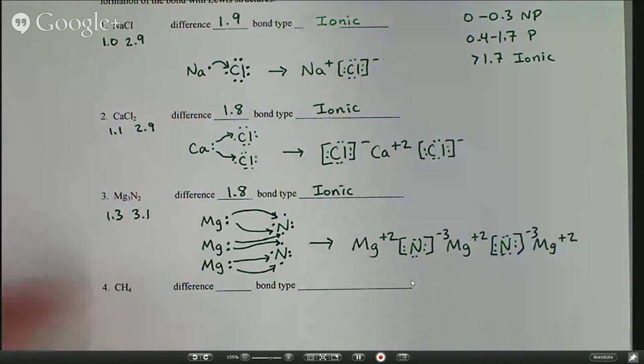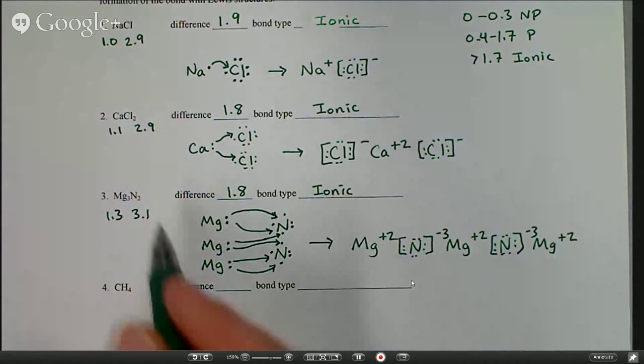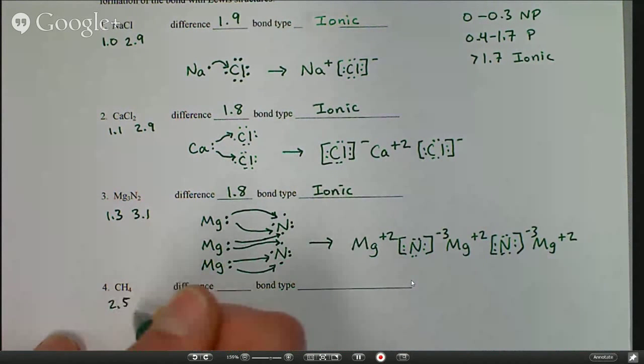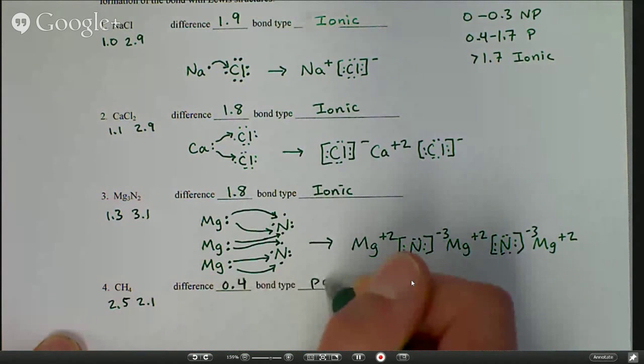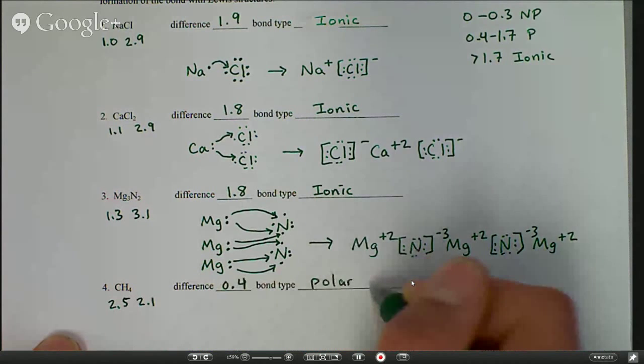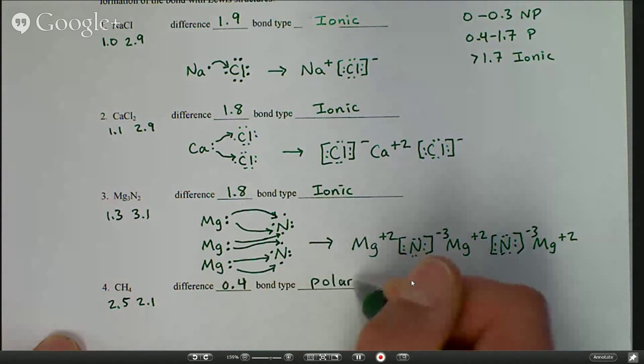Okay, moving on to the next one. Carbon has a value of 2.5, while hydrogen is 2.1. The difference here is 0.4, which suggests that it consists of polar covalent bonds.